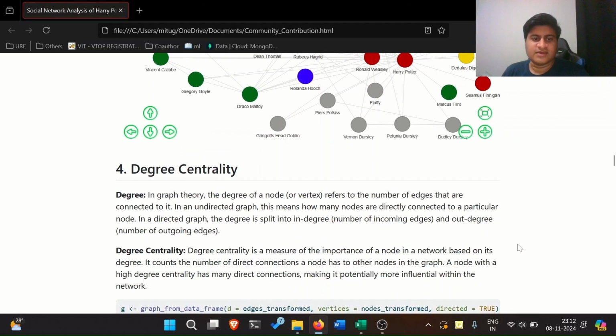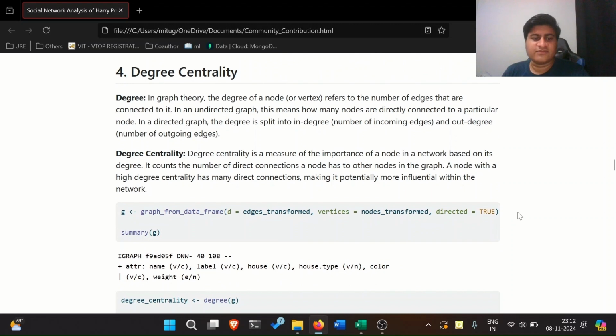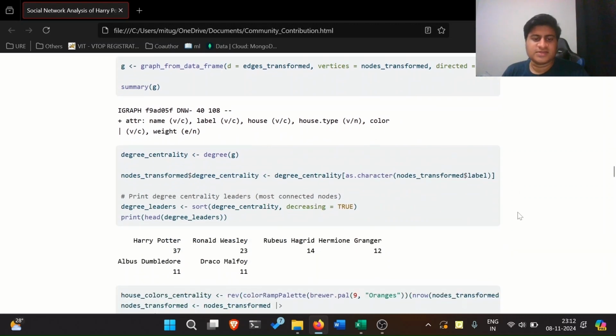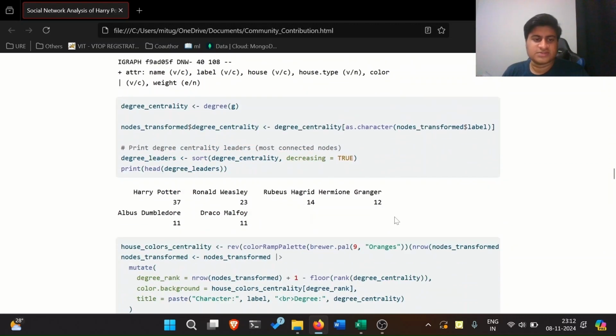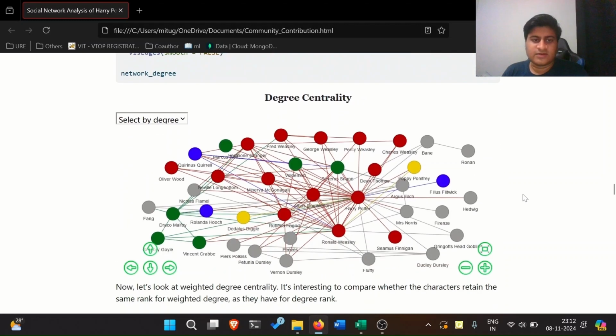Next, we have degree. Degree is basically the number of edges that are connected to a particular node. Here is where igraph comes into the picture. It helps us to calculate the degree for the nodes. Harry Potter has the highest degree of 37 as expected, which means he's connected to 37 other nodes, followed by Ron and then Hagrid. So again, we have a look at the network.